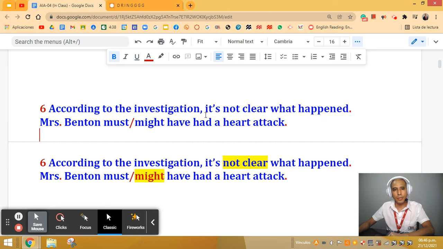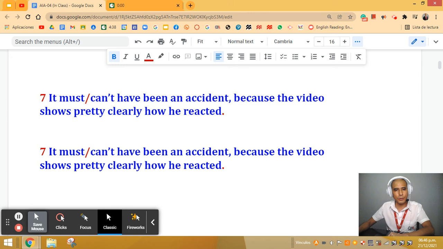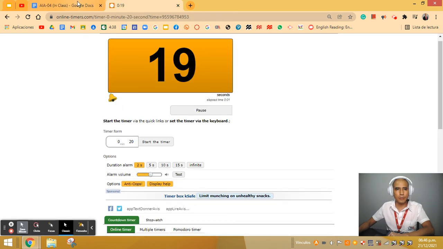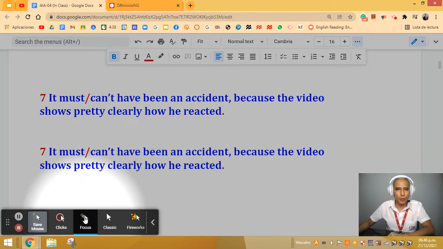All right. Now we continue with number 7. There we have number 7. Let's see. The same. I'm gonna give you 20 seconds. Go ahead, please. Read very carefully the sentence, the exercise, and try to find keywords. They are gonna help us in order to find the correct answer. All right, time is up. So let's see what we have here.